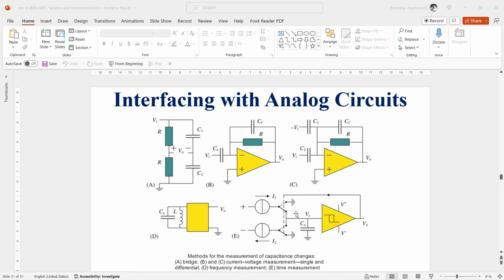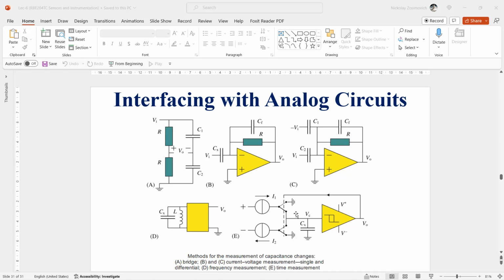So now we will be studying another part of the interface. In high-resolution sensors and microsensors, the capacitance changes that have to be measured can be extremely small, down to fractions of a femtofarad, or nearly 10 to the power minus 15 farad. Adequate interfacing is required to preserve the intrinsic performance of the sensor system.